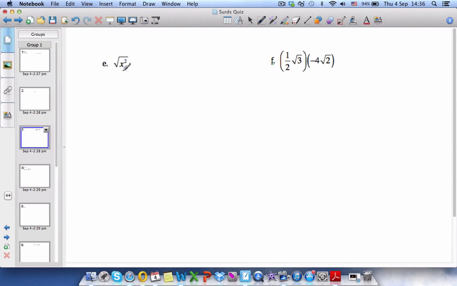Okay, the last 2 questions. Here, E, square root of x squared. Well, that's x times x. Or you can say, okay, the square and the square root kind of cancel out, and you get just x.